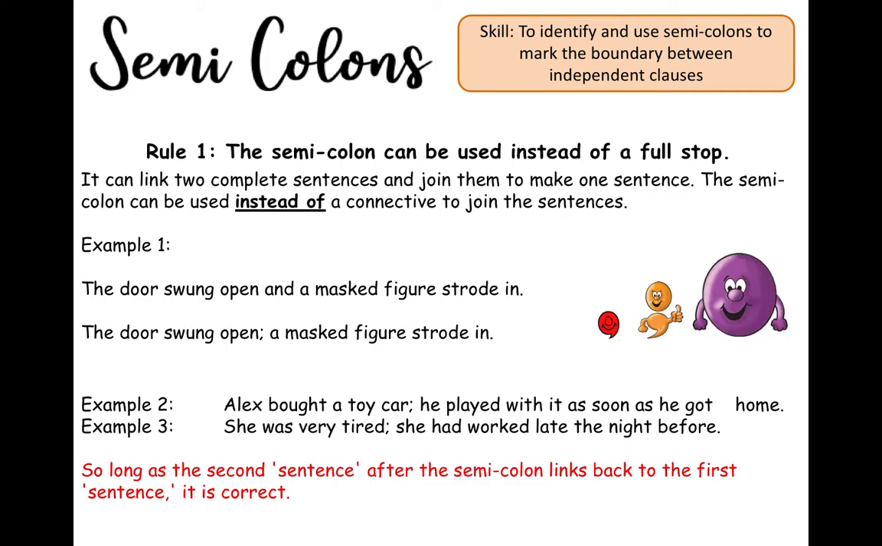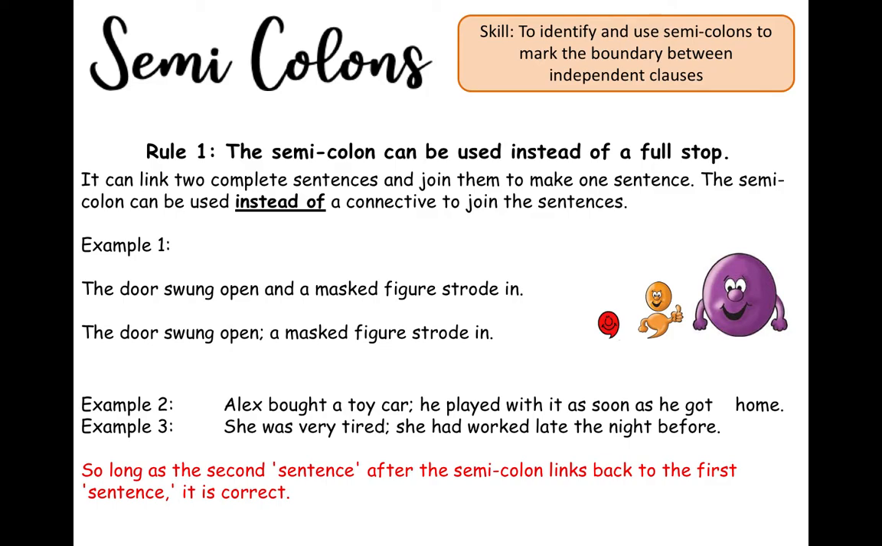Example 2, Alex bought a toy car; he played with it as soon as he got home. And example 3, she was very tired; she had worked late the night before. We're using that semicolon instead of a connective and we're using it to join those two sentences together. Now, a general rule is as long as the second sentence after the semicolon links back to the first sentence, then it's correct, it works.